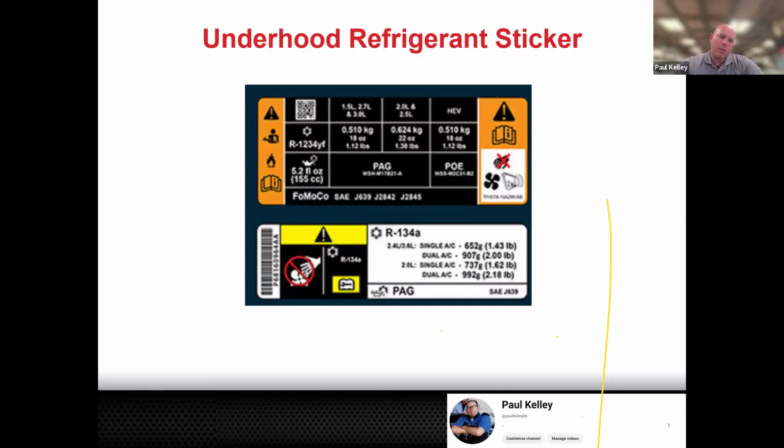Okay. And then further, we got some warnings here. And this is a different one, not for the same car, but this calls for R134A, the cheaper, a little bit more old school refrigerant. And it's saying with this system, with a single AC, it's 1.43 pounds, but with dual AC, it's 2 pounds. Anybody ever seen a dual AC system?